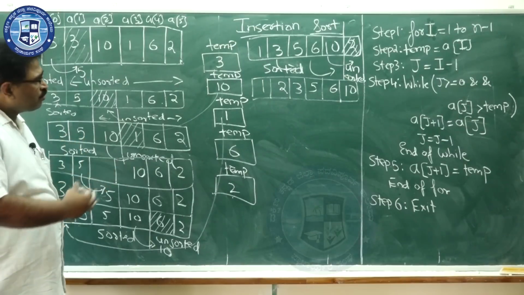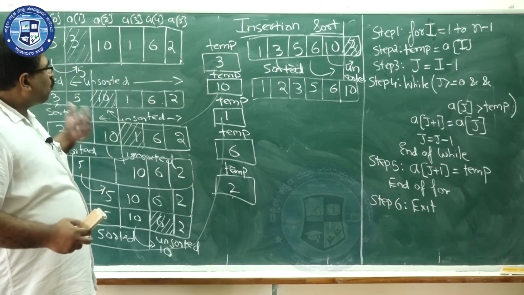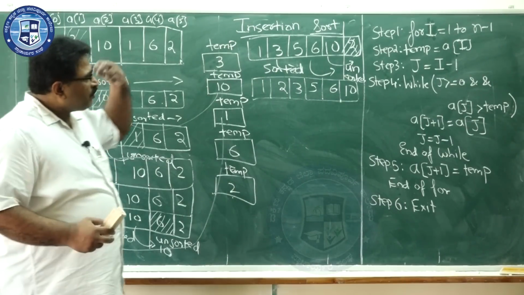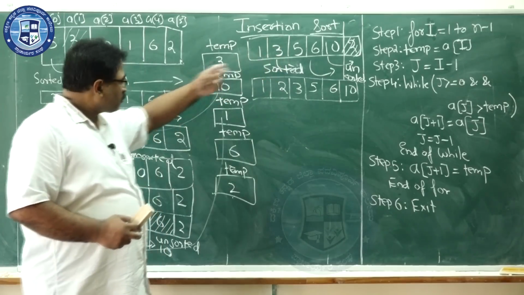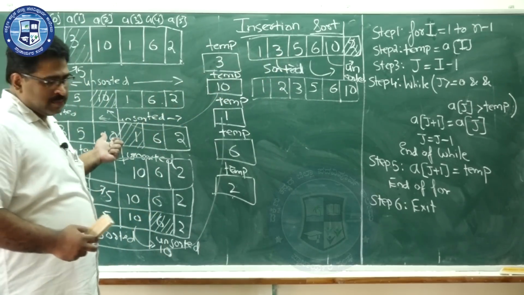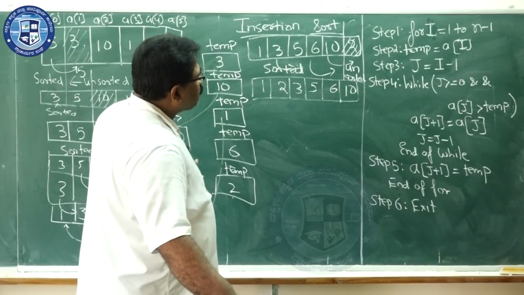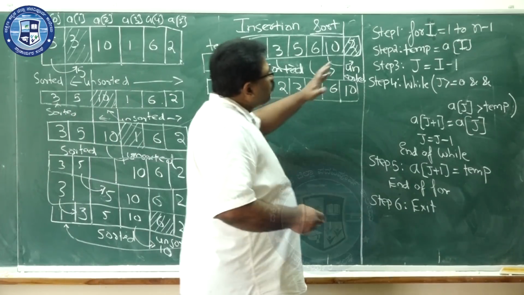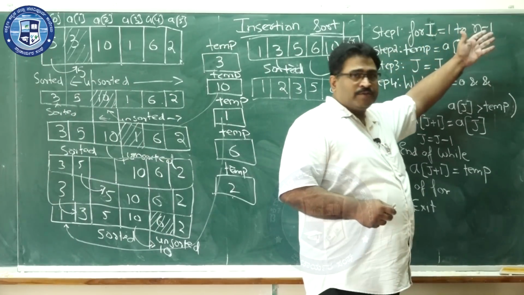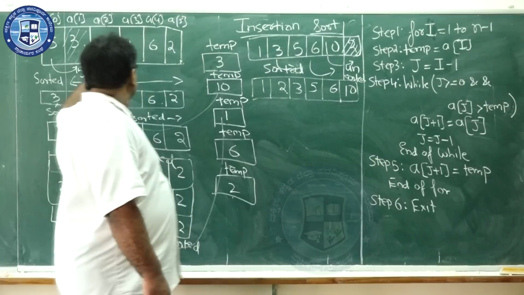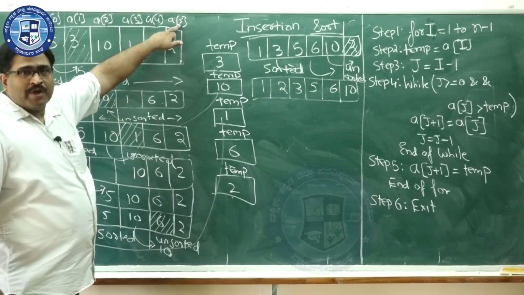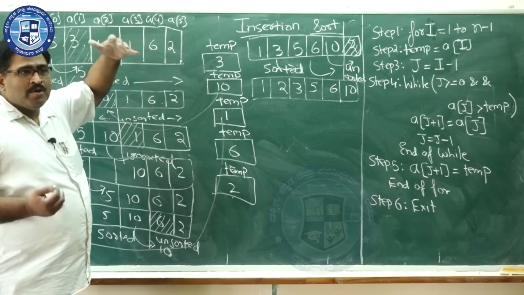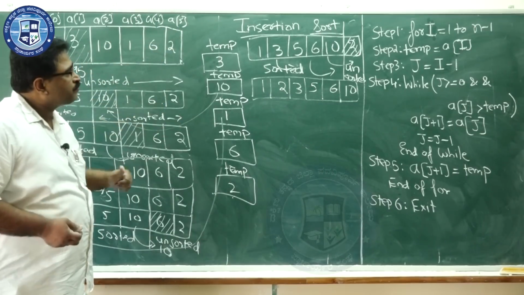So this is how we sort. What we have done is reflected in the algorithm. Let us look into the algorithm and compare it. So look at the first step. For I equal to 1 to n minus 1, this is what I've been telling you right from the start. That means your outer loop has to go from 1 to n minus 1.